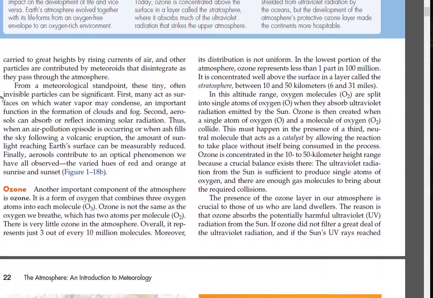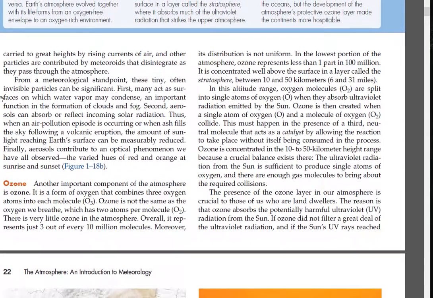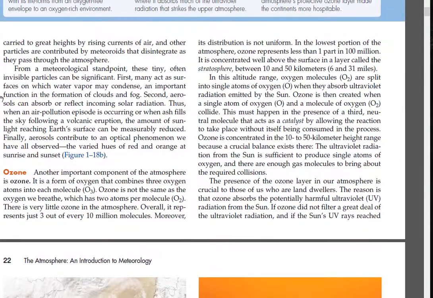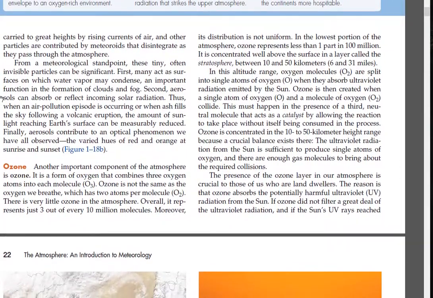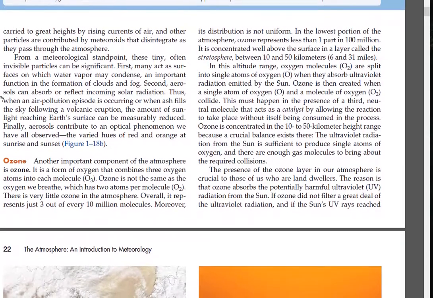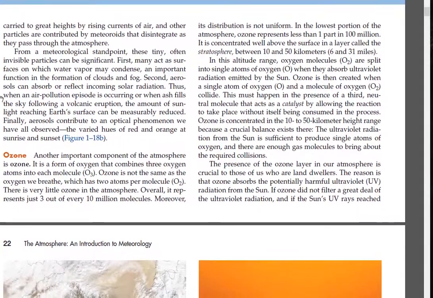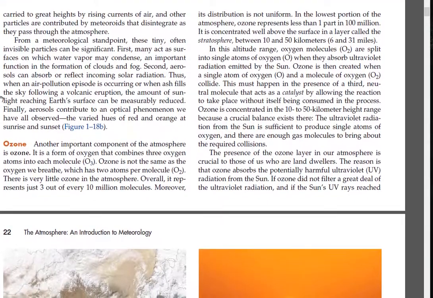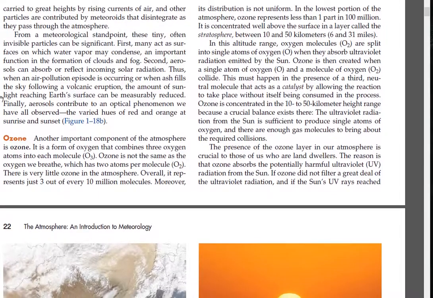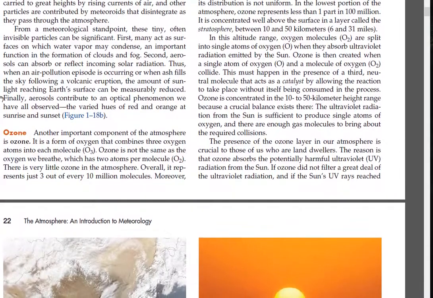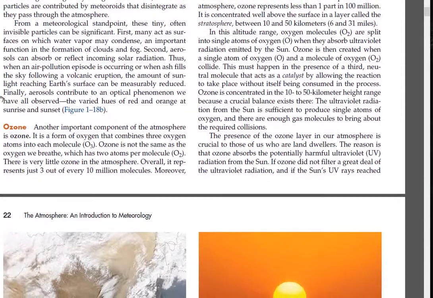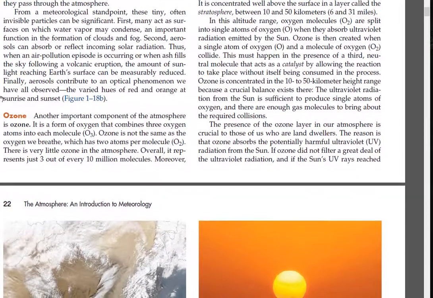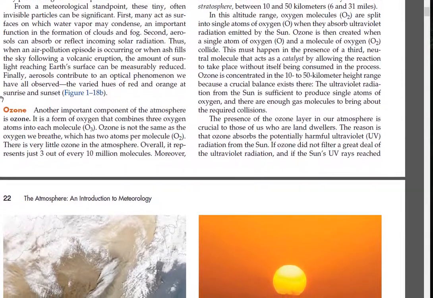First, many act as surfaces on which water vapor may condense, an important function in the formation of clouds and fog. Second, aerosols can absorb or reflect incoming solar radiation. Thus, when an air pollution episode is occurring or when ash fills the sky following a volcanic eruption, the amount of sunlight reaching Earth's surface can be measurably reduced. Finally, aerosols contribute to an optical phenomenon we have all observed, the varied hues of red and orange at sunrise and sunset. Figure 118b.